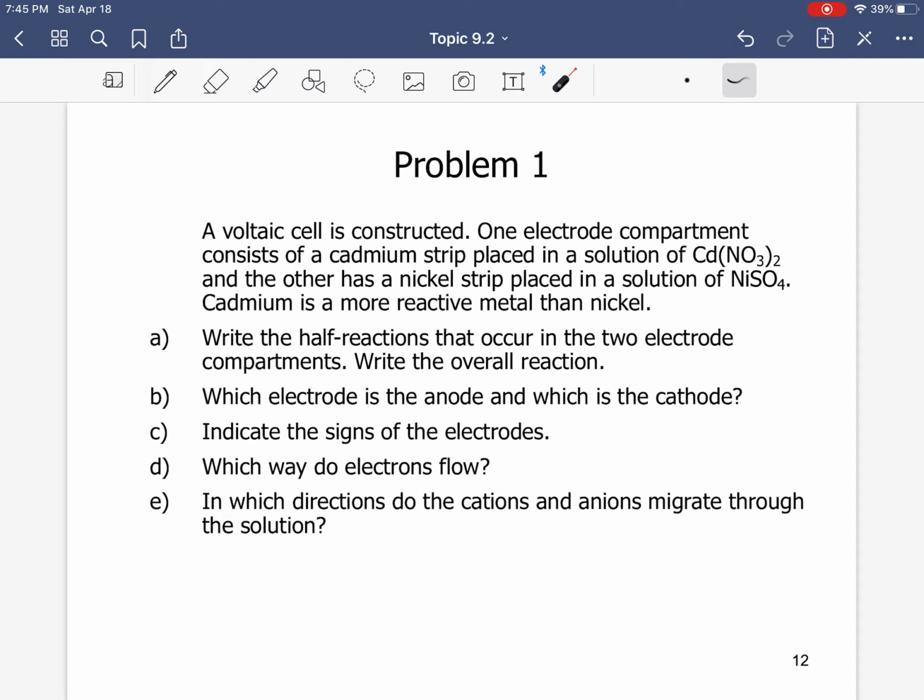All right, I have 2 questions for you to do. For the first question, I want you to do exactly the same thing I did. I want you to draw a voltaic cell. Obviously, you're going to be using different things. You'll be using cadmium and cadmium nitrate as an electrolyte. And on the other side, you'll use nickel and nickel 2 sulfate as an electrolyte.